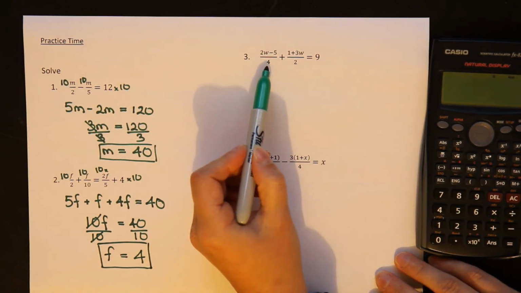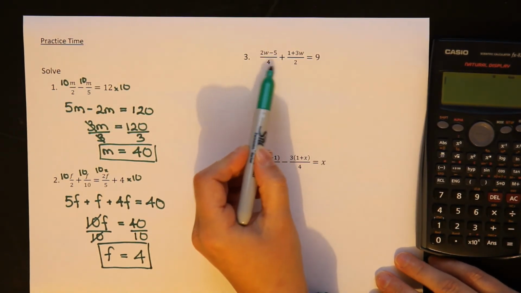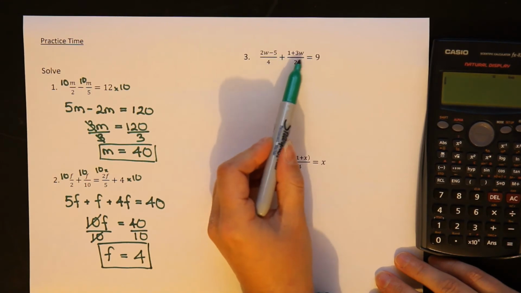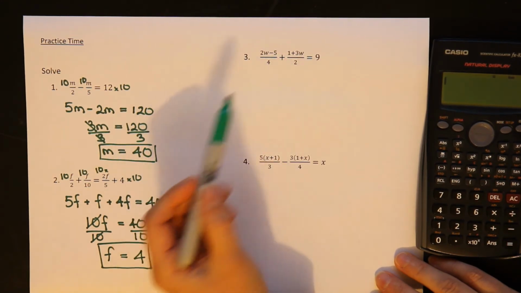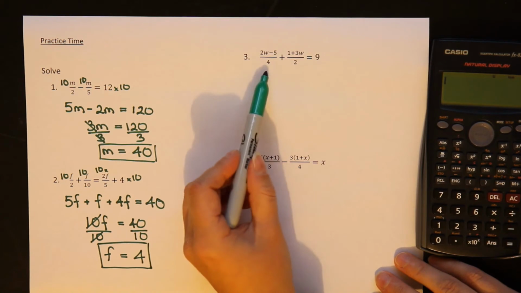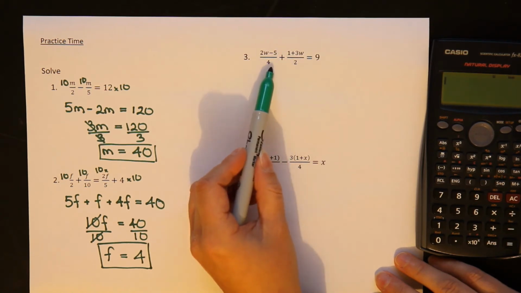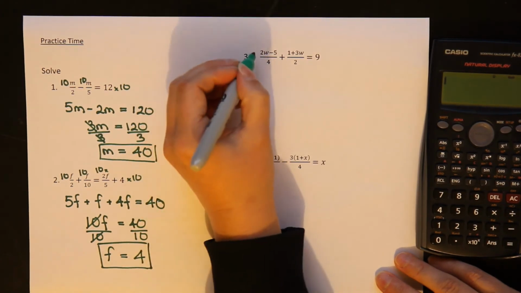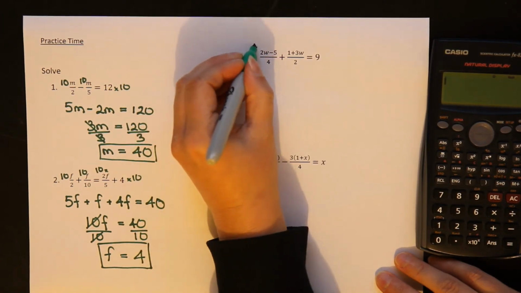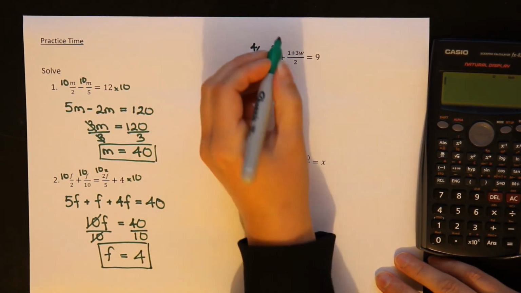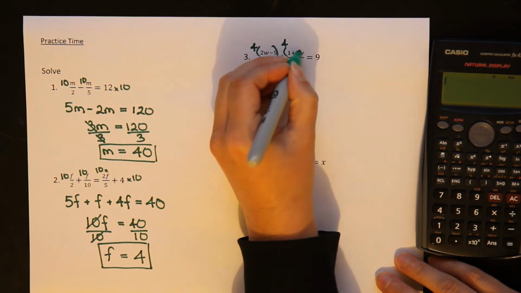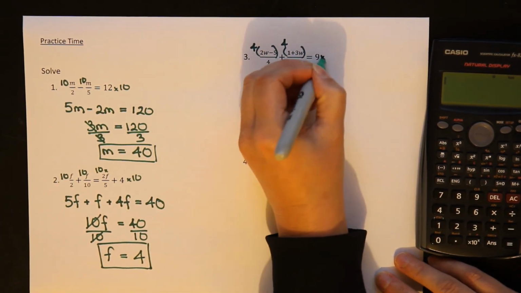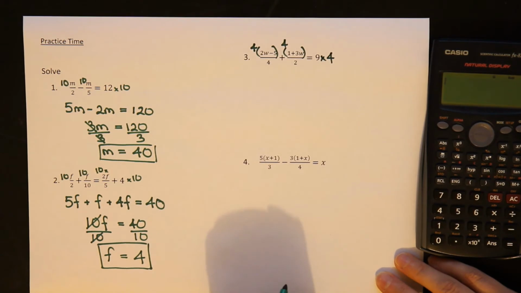Question 3. Okay, I have (2w minus 5) over 4 plus 1 plus 3w over 2 equals 9. So 4 and 2 are my denominators. 2 is a factor of 4, so let's just multiply everything through by 4. So you're going to multiply this by 4, and we're going to multiply this whole term here by 4, and we have to multiply the 9 as well.